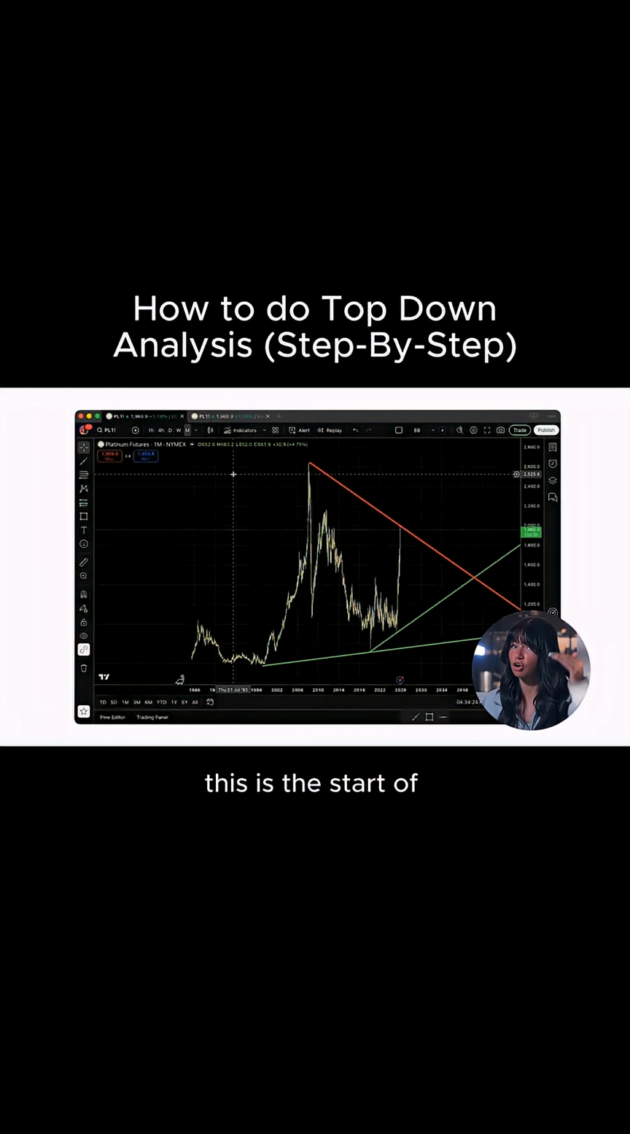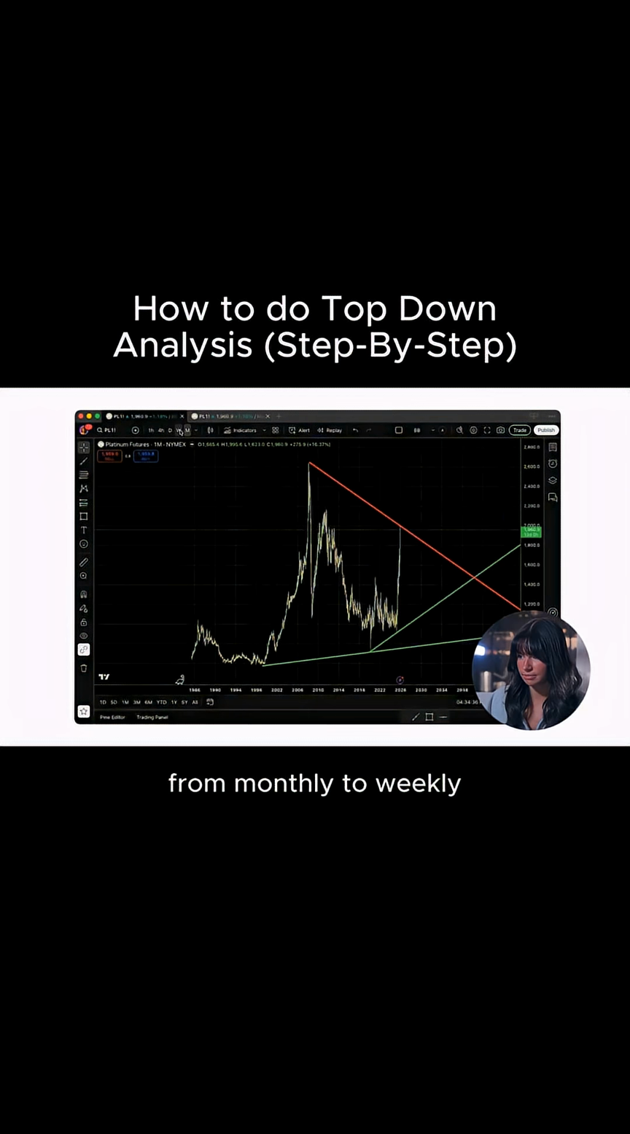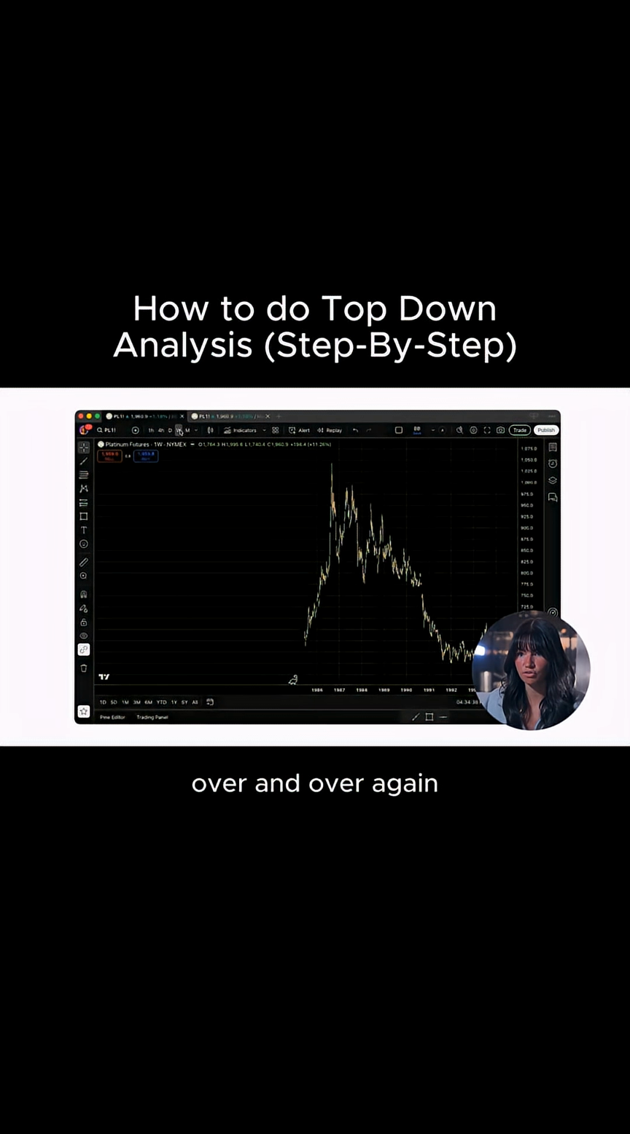This is the start of the top-down analysis. We started at the monthly, now we need to work our way down to the weekly, the daily, the 4-hour, and the 1-hour. So we're gonna move from monthly to weekly, and we're gonna do the same exact process over and over again. Each trend line is gonna connect to the higher time frame.